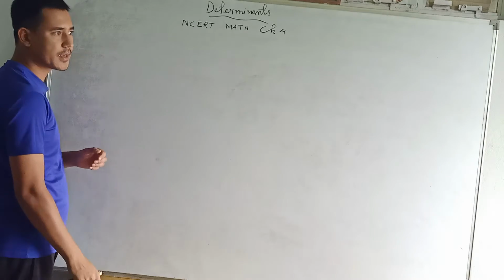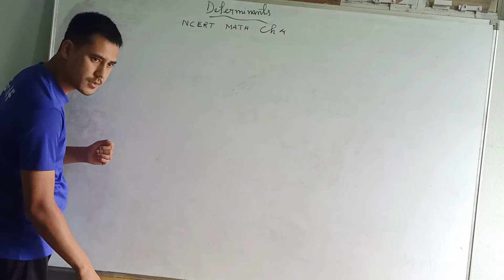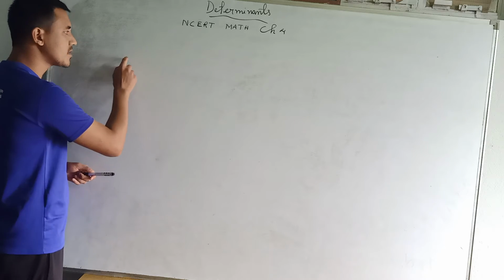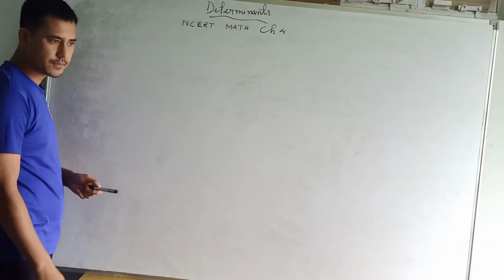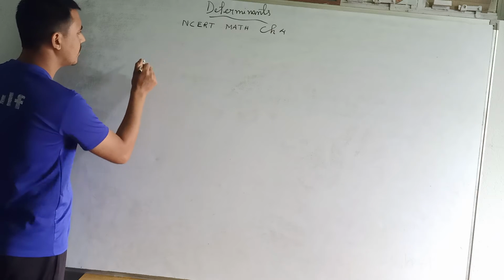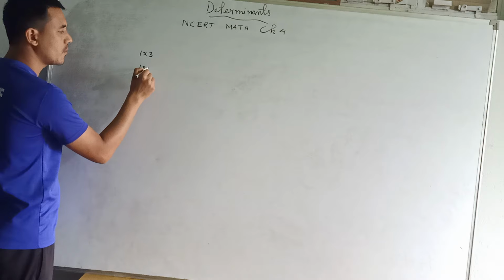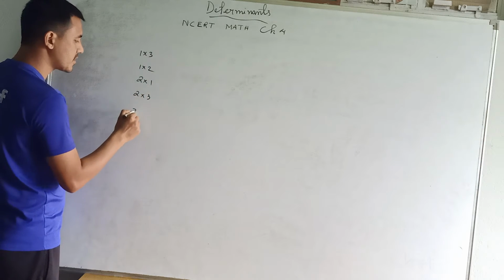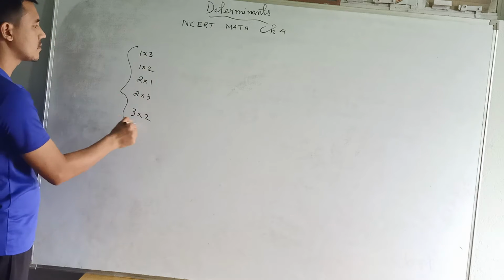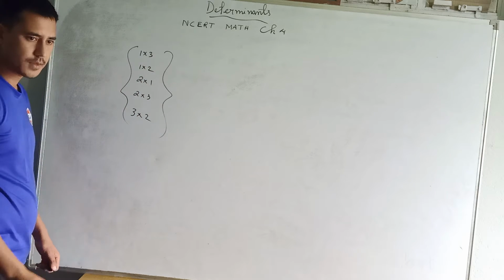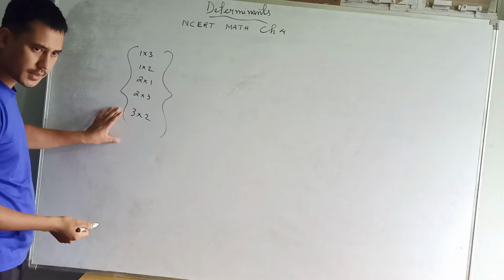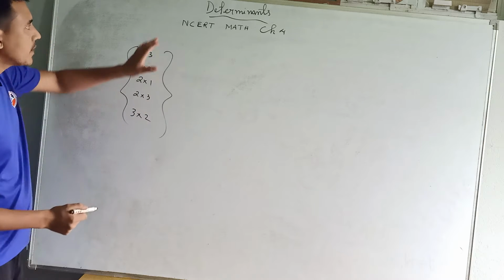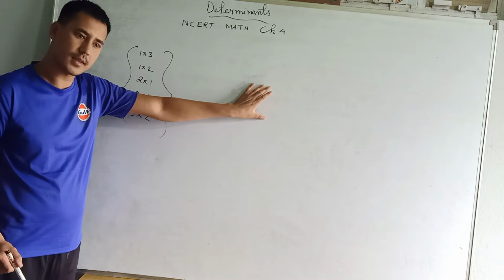In matrix we have learned that it's a rectangular arrangement of numbers. It can be of any order. A matrix can be just one row and one column, it can be a 1 cross 3 matrix, a 1 cross 2 matrix, a 2 cross 1 matrix, a 2 cross 3 matrix, a 3 cross 2 matrix. A matrix can take any order. It can be square or it can be rectangular. But a determinant is always square.